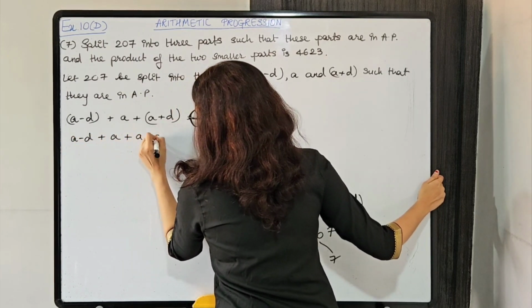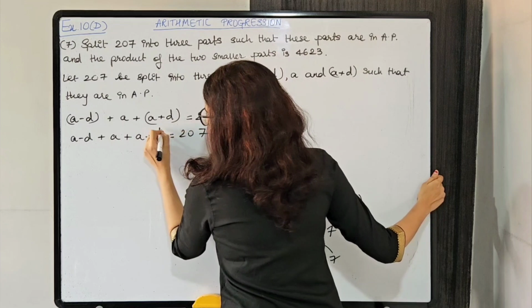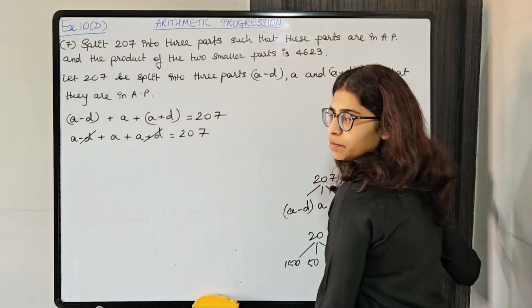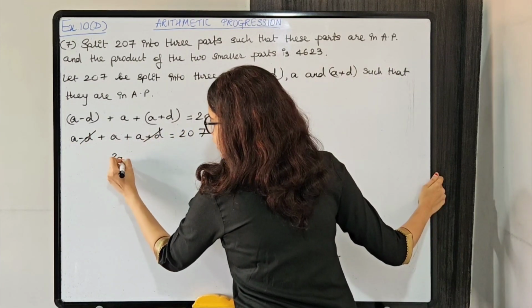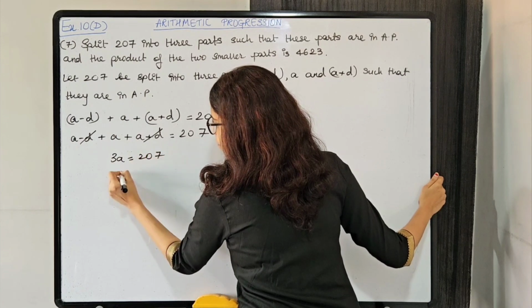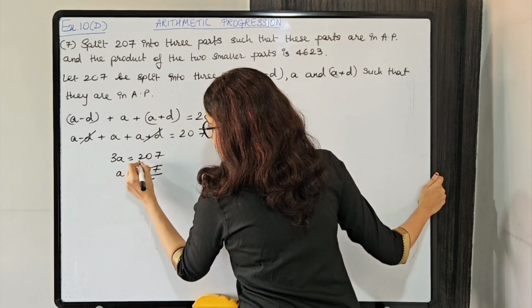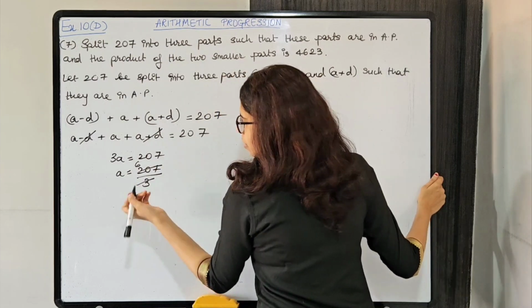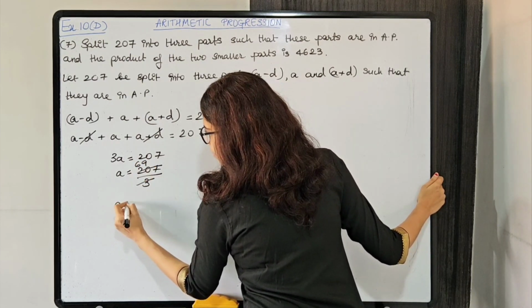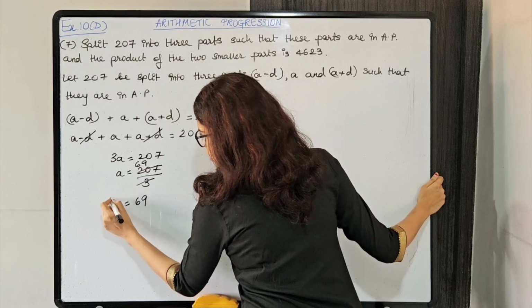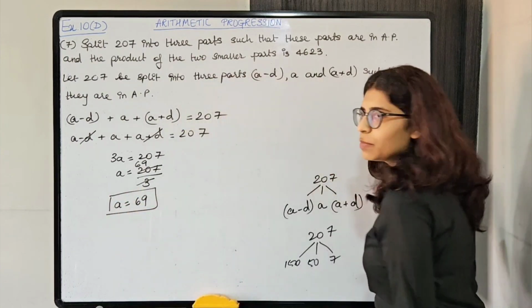So D minus D cancel हो जाएगा. We are left with 3A is equal to 207. So A is 207 divided by 3. 3 6s are 18, 27, 3 9s are 27. So A का value 69 मिला.